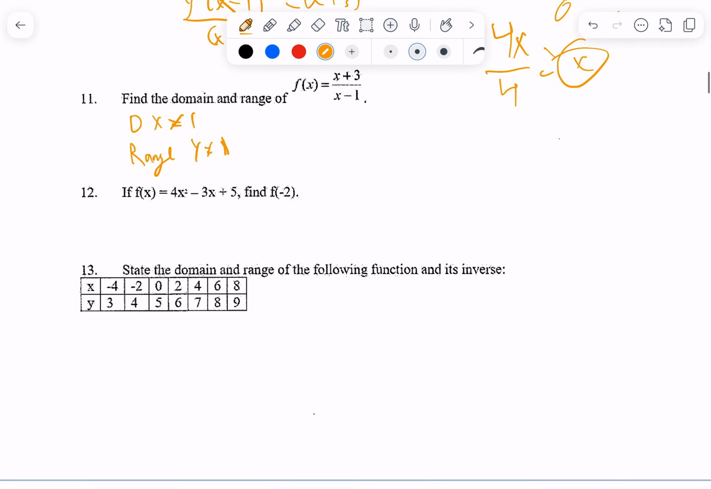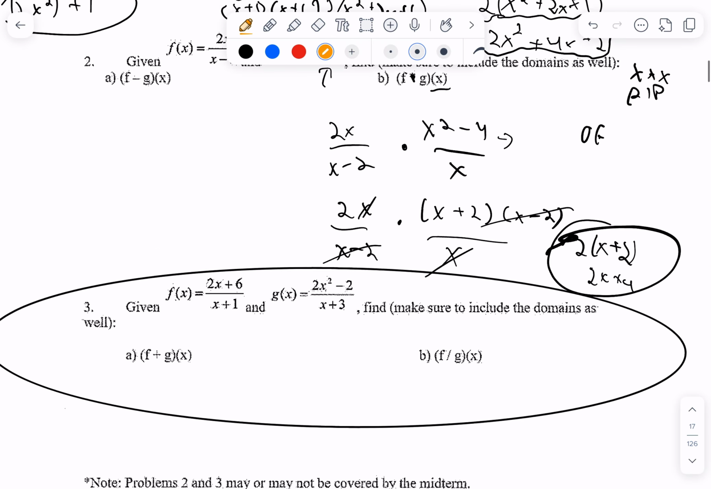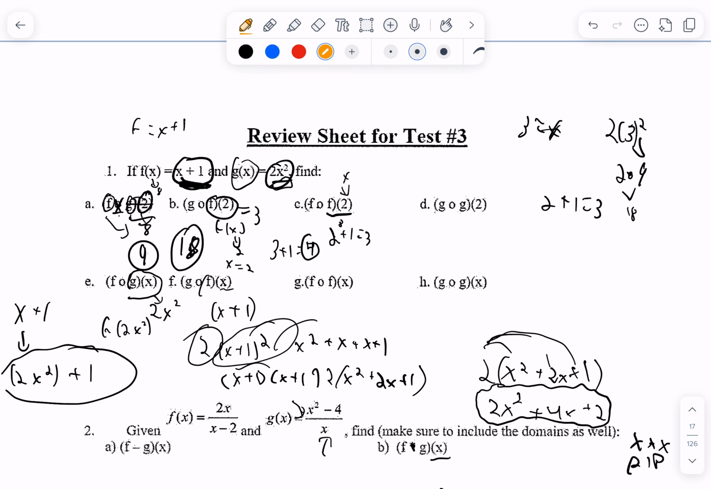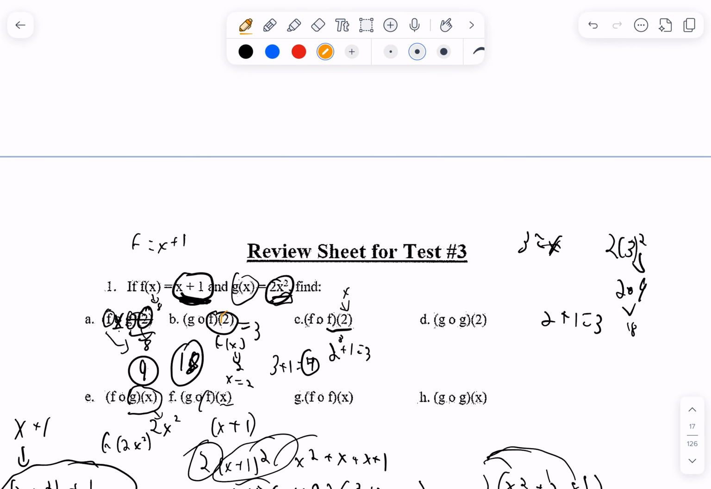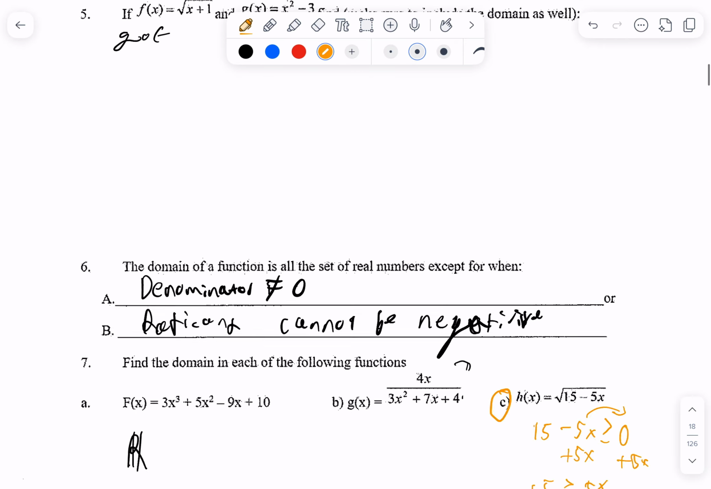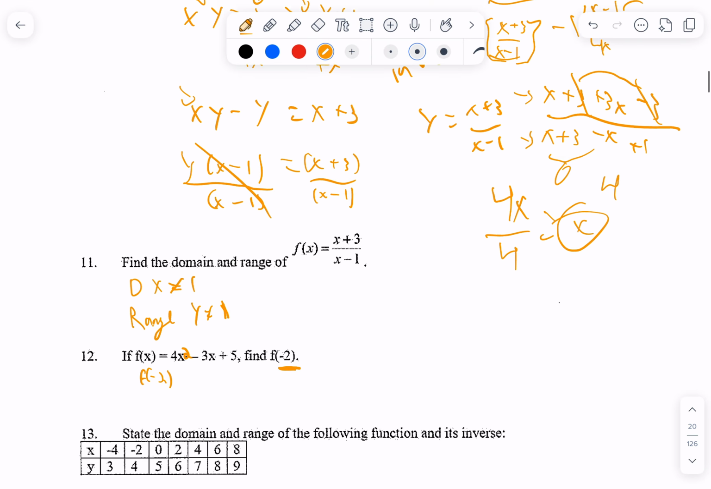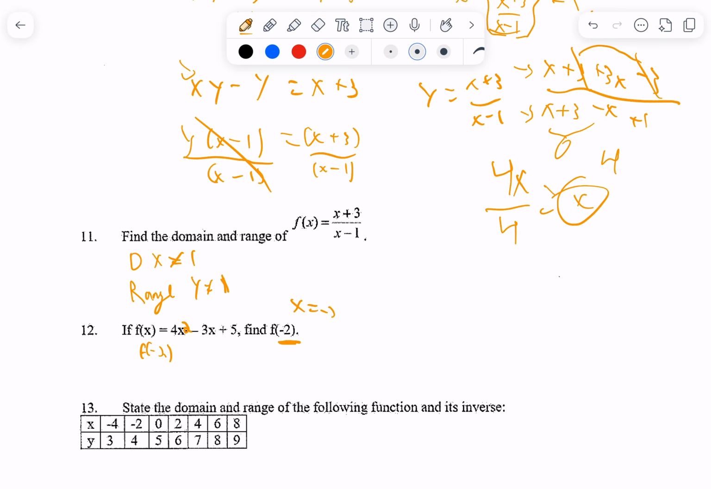If f of x equals 4x squared minus 3x plus 5, find f of negative 2. So let's find f of negative 2. Basically, we're replacing the x with negative 2 now. Because remember, as we said with the f of g examples, the 2 over here, because it's next to the function, is replacing x. So x equals negative 2.